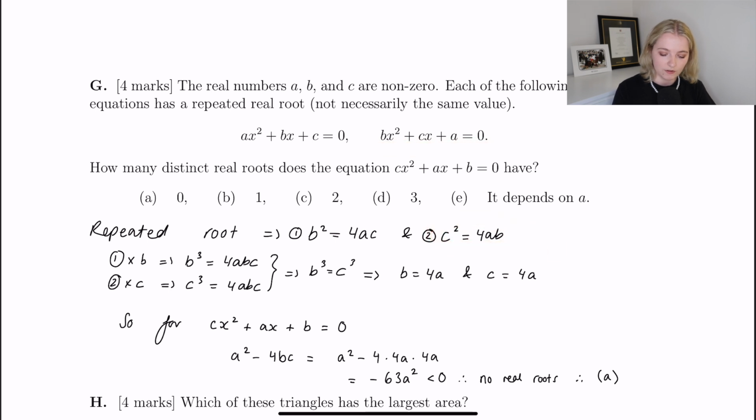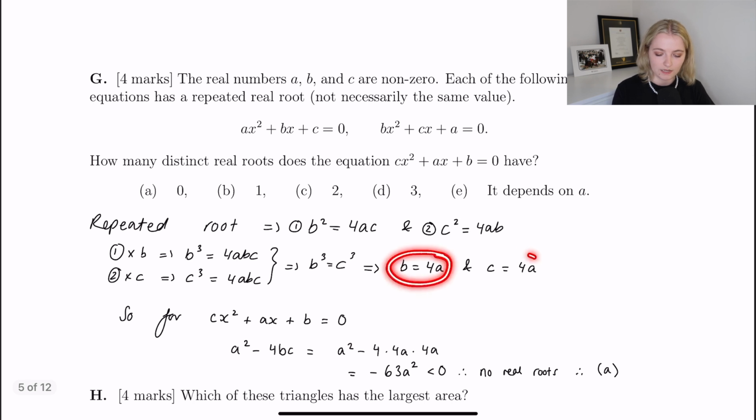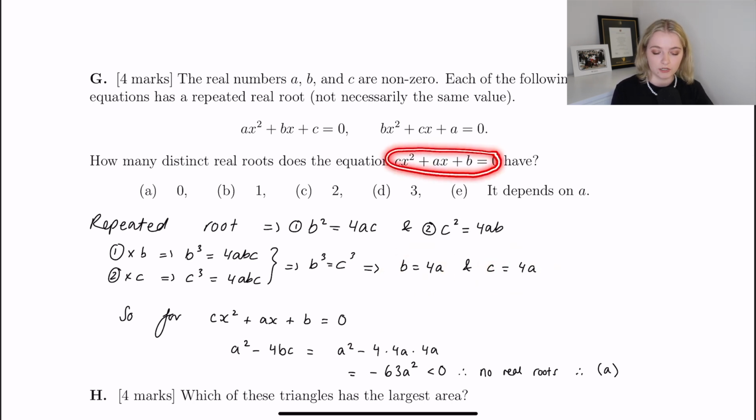Now, we do a little bit of manipulation here, essentially multiplying this by b, multiplying this by c, and rearranging. By doing that, we find that b squared equals c squared, and so we have that b equals 4a and c equals 4a. Amazing. Now, because we know what b and c are, this is going to help us when we look at this quadratic equation here.